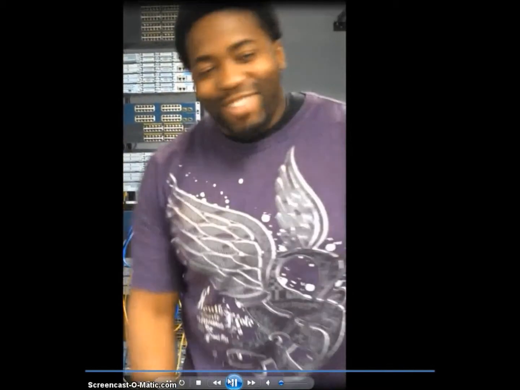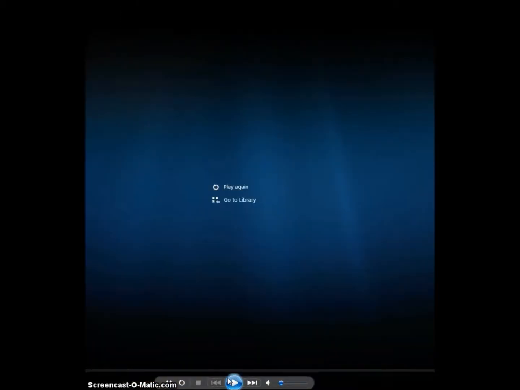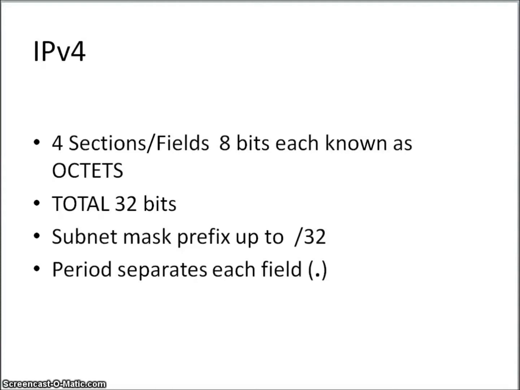Here we go. IPv6 coming at you. An IPv4 address has 4 octets. Each octet has 8 bits, and the total address has 32 bits, with a subnet mask prefix of up to 32/32, and they're separated by periods.